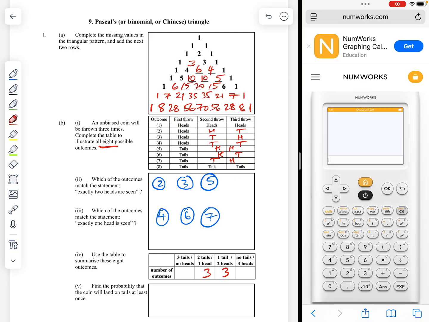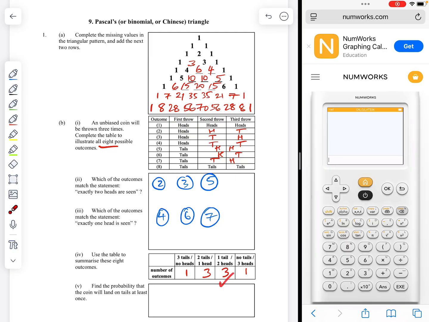How many ways can you get 3 tails? 3 tails is just that one. 3 heads is just that one. So 1 of those and 1 of those. And then matches 1, add 3, add 3, add 1. That's 8.